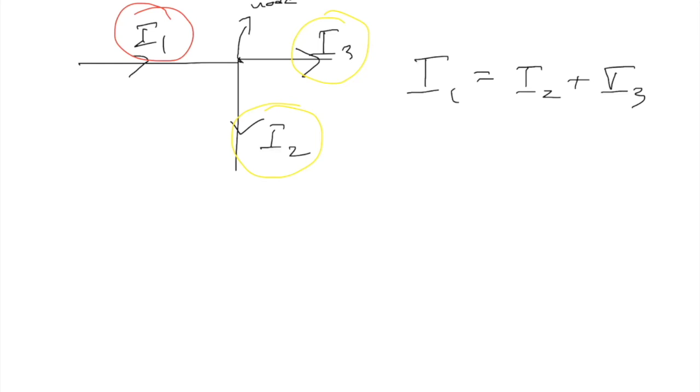So KCL is very easy to understand. You have currents entering the node and currents leaving the node, and the sum of currents entering the node is equal to the sum of currents leaving the node. All right. Now let's understand KVL, or Kirchhoff's voltage law, which is the law of conservation of energy.